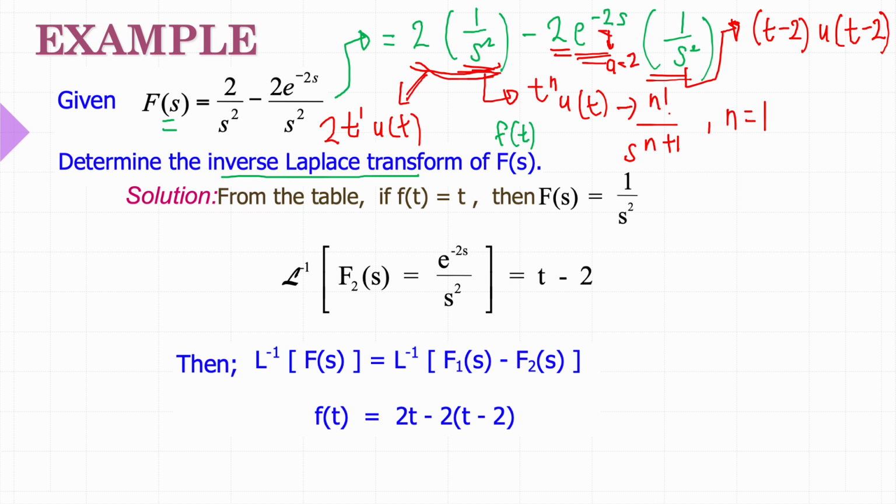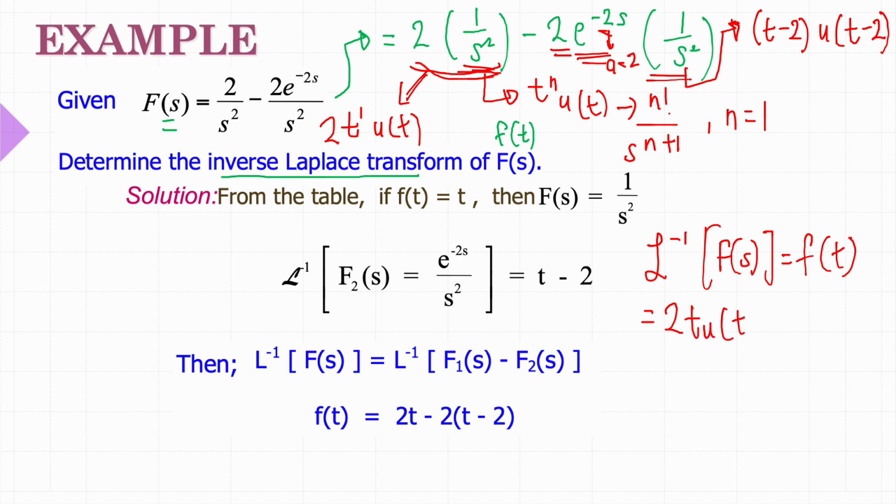So if we combine both of those, the inverse Laplace of F(s) is equal to f(t). So it will become 2t u(t) minus 2(t minus 2) u(t minus 2). Please note this correction, sorry, the answer provided here is a little bit different. So this is the correct answer.